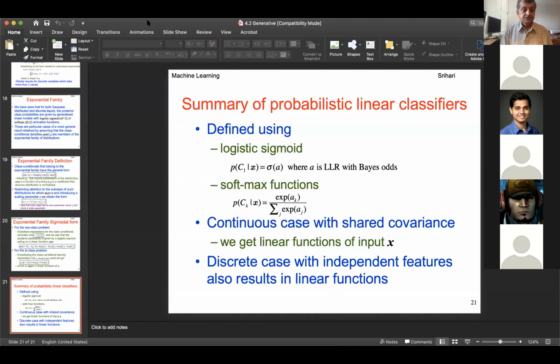All right, so let's then move on to probabilistic discriminative classifiers, which you already have a sense for what those are.